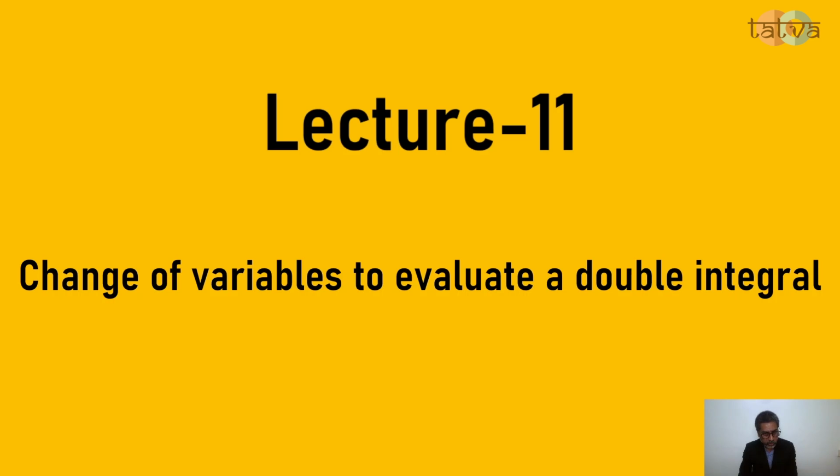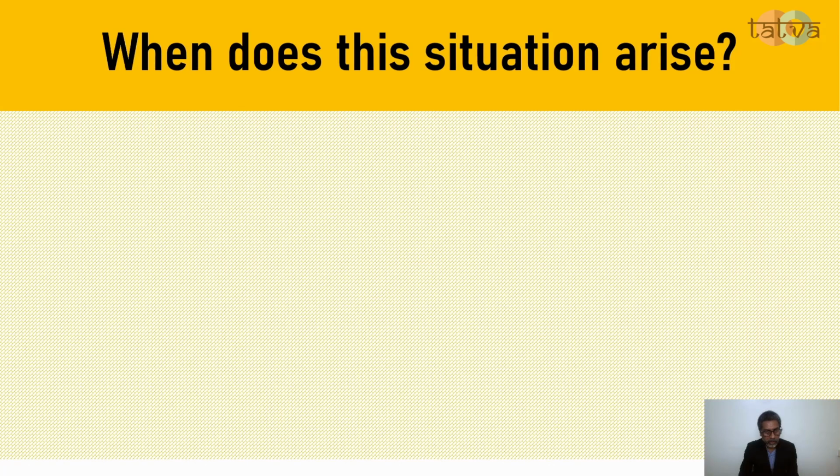So whenever we want to change the original variables to new variables, we need a transformation equation, a set of transformation equations. So when does this situation of changing the variables arise? Now for this, I would like to show you a few examples through which you can get an insight about how one senses that a change of domain is necessary.